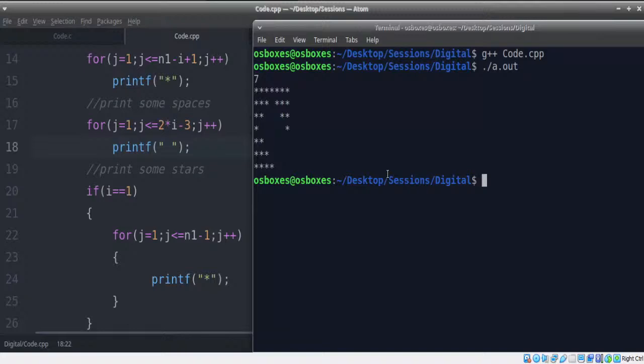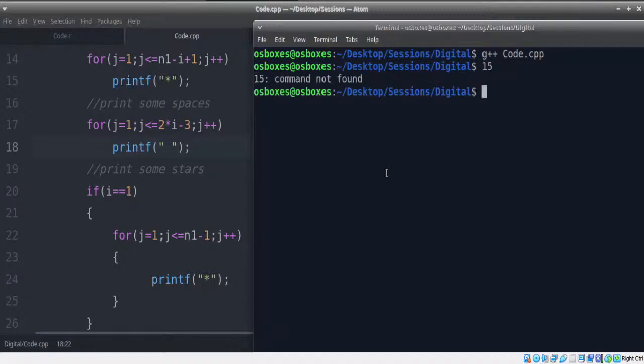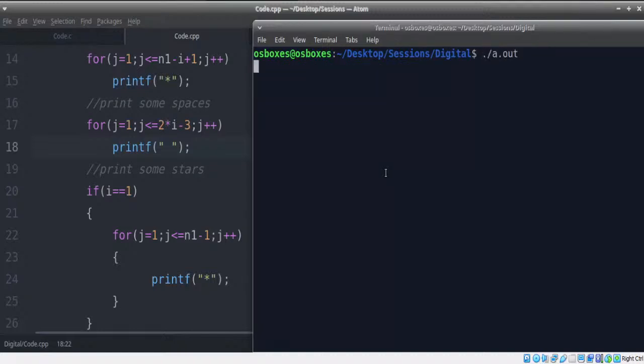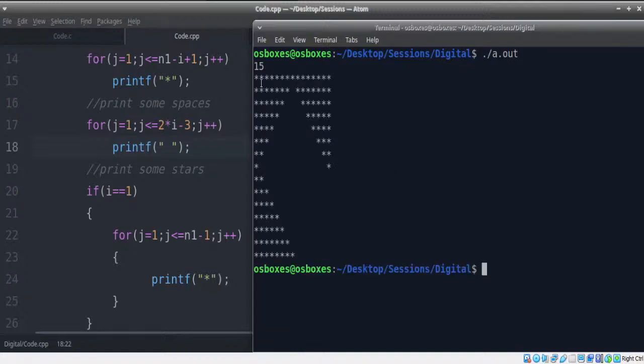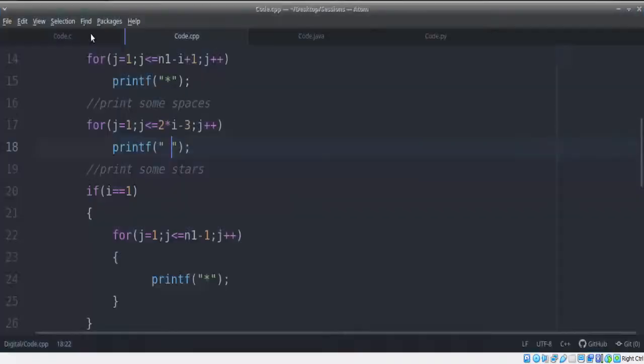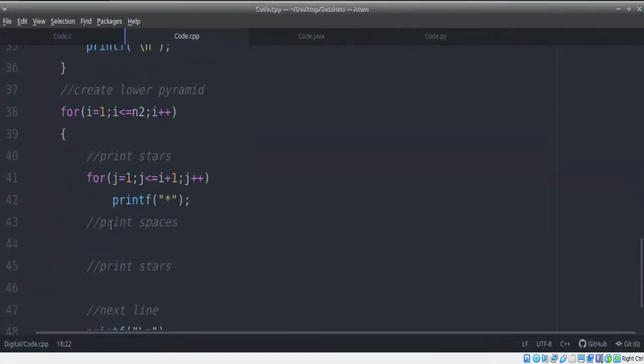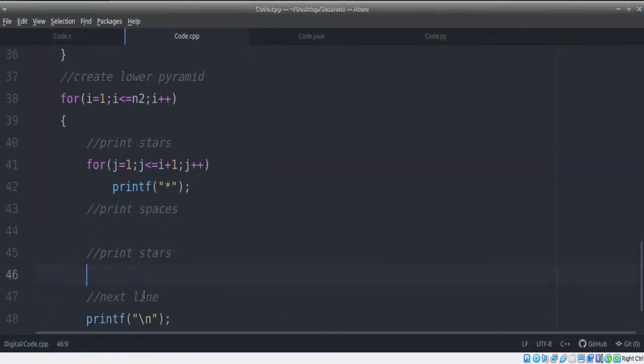So 2/3, nearly 3/4 of it is done. Nearly 70% of it is done. If I give 15 lines, for example, it's going to give me the hollow pyramid exactly to 15 lines. But this part is pending. It's not closed yet. Now, can you try to figure out what will be the for loop for spaces and stars? We'll see if you can figure this out.